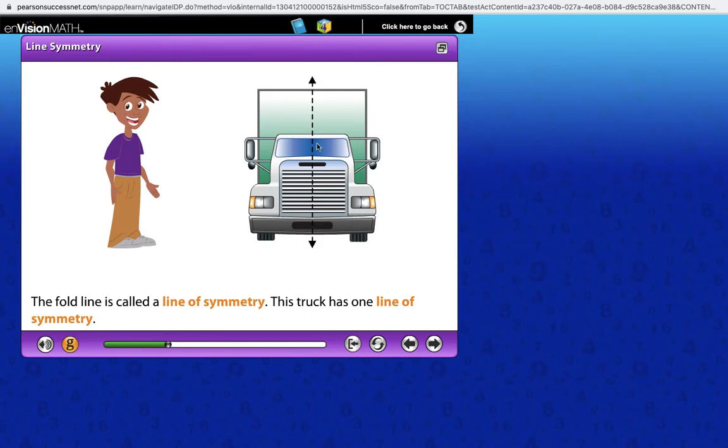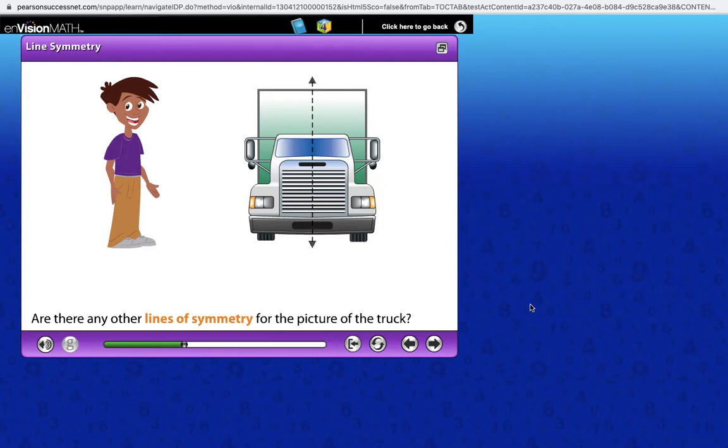So this example of this truck only has one line of symmetry, but other examples could have more than one line of symmetry. So we're going to talk about some examples that have more than one, but this is an example that only has one. Are there any other lines of symmetry for the picture of the truck? So we just talked about that. There are no other lines of symmetry that would work.